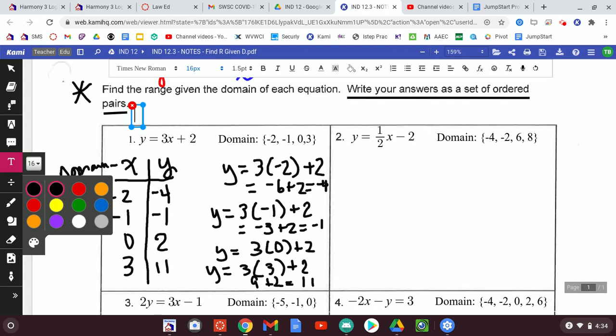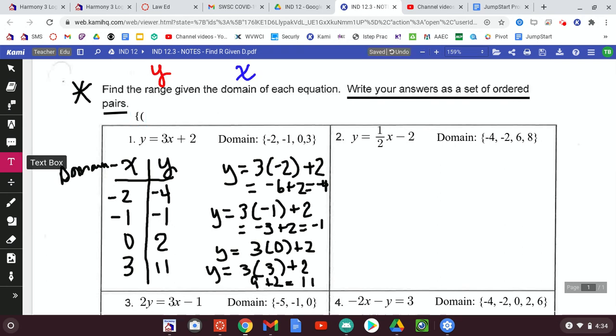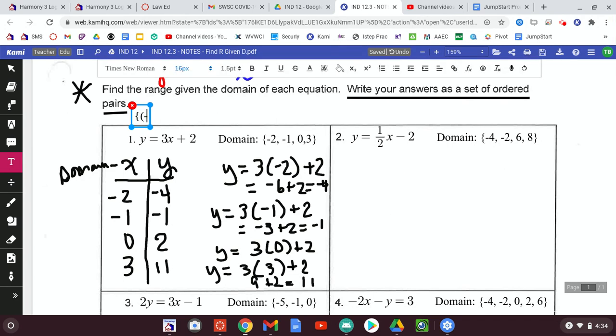the first point in my relation is -2, -4, because when I plugged -2 into my function, I got out -4. So that is an x and a y. The next x and y is -1, -1. So -1, -1 is an ordered pair.